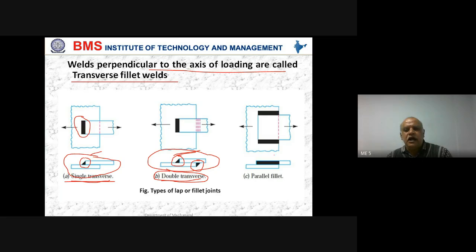Is that okay? And this is what? This is parallel fillet weld. Got the difference in the same figure now? This is parallel fillet weld. This is single transverse fillet weld. This is double transverse fillet weld.